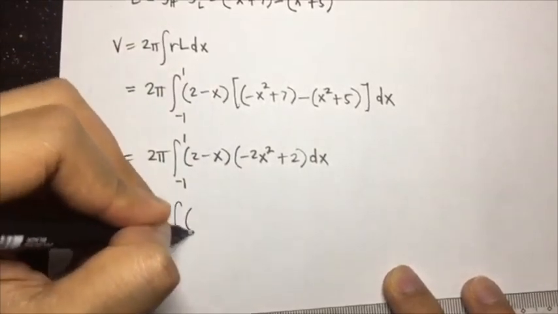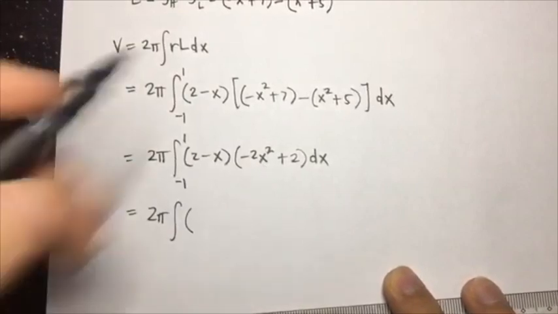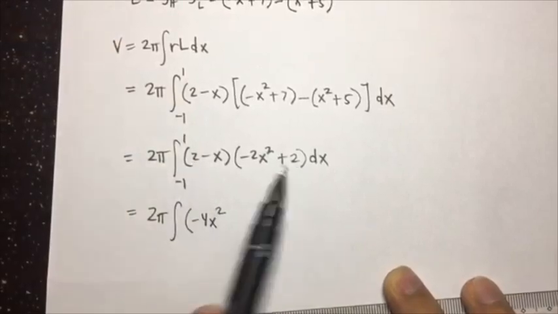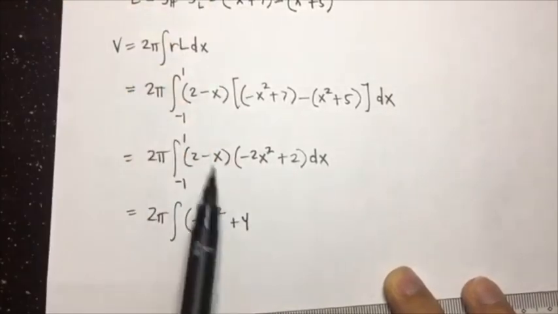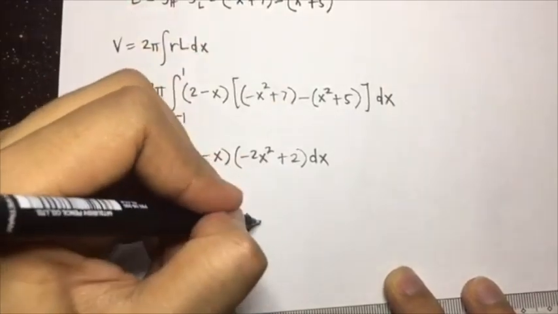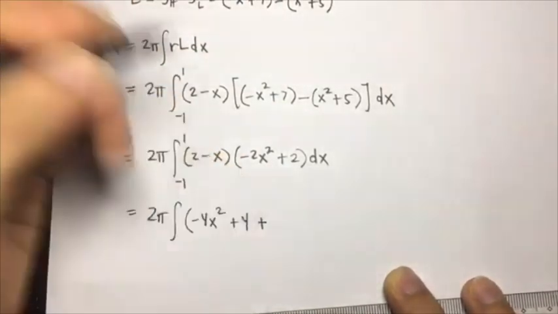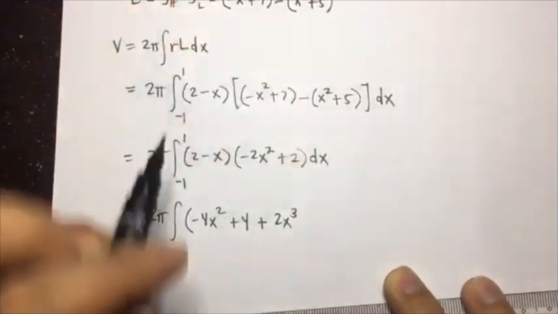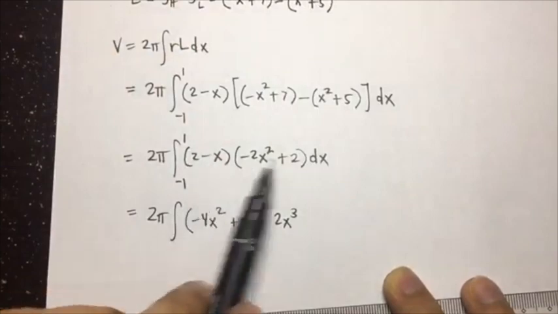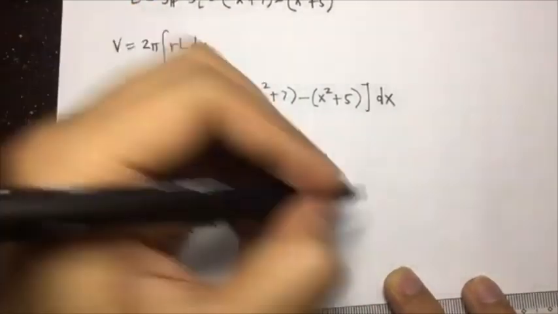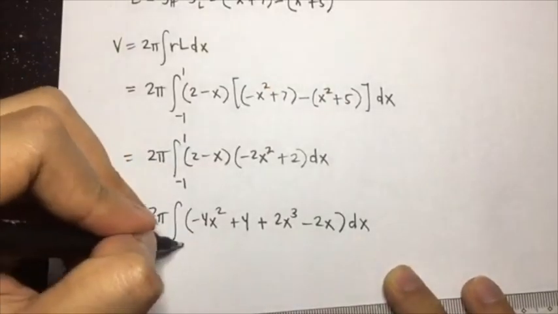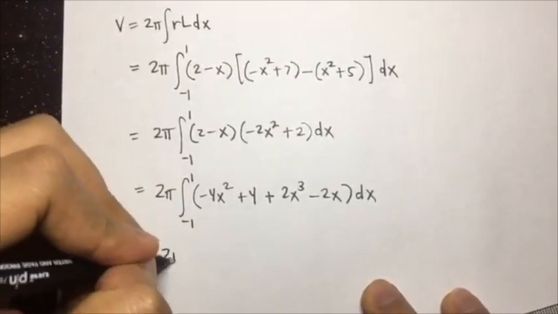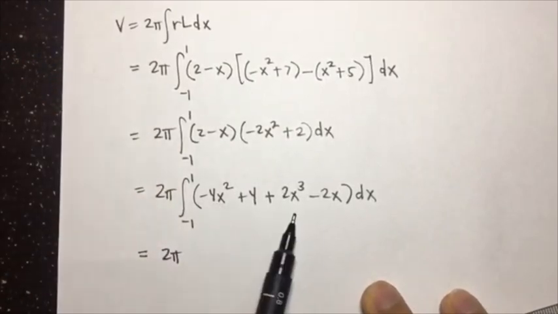Or you can just directly distribute. Integral of 2 times negative 2x squared is negative 4x squared. 2 times 2 is plus 4. Negative x times negative 2x squared is positive 2x cubed. And then negative x times 2 is negative 2x, dx from negative 1 to 1. In this case, we can use the properties of odd and even functions so that we can integrate this.